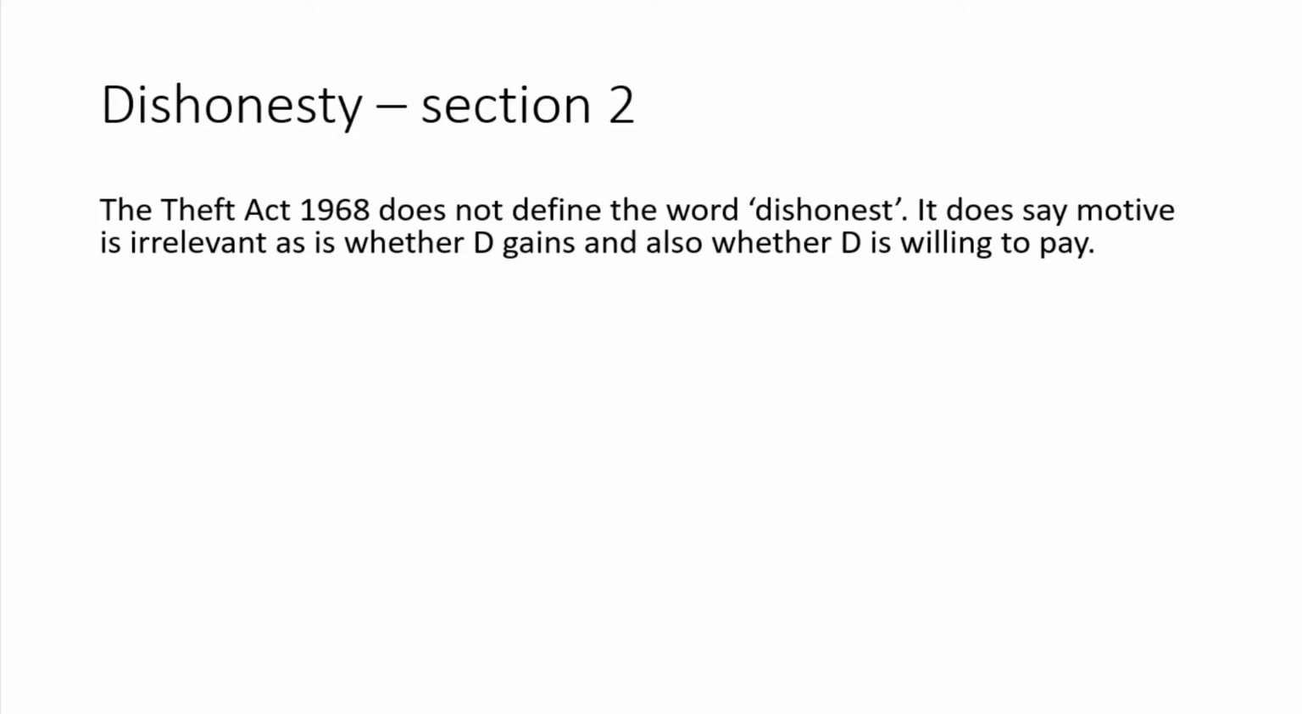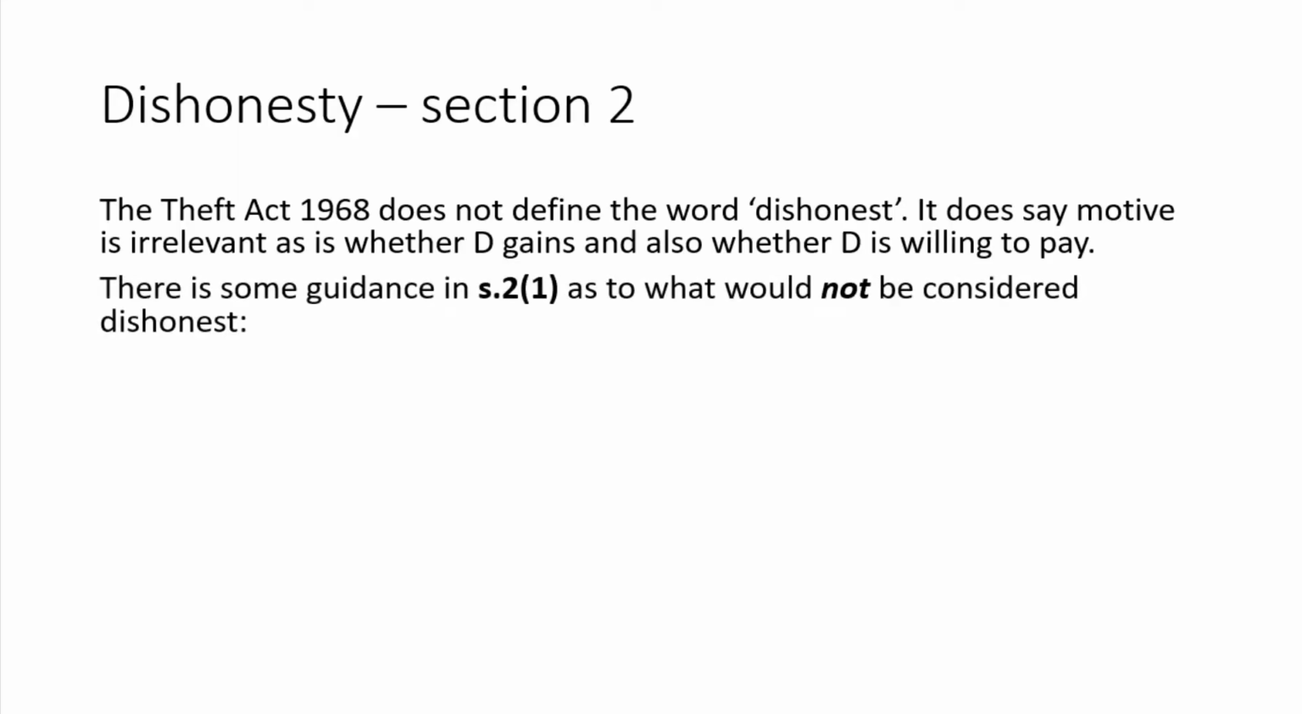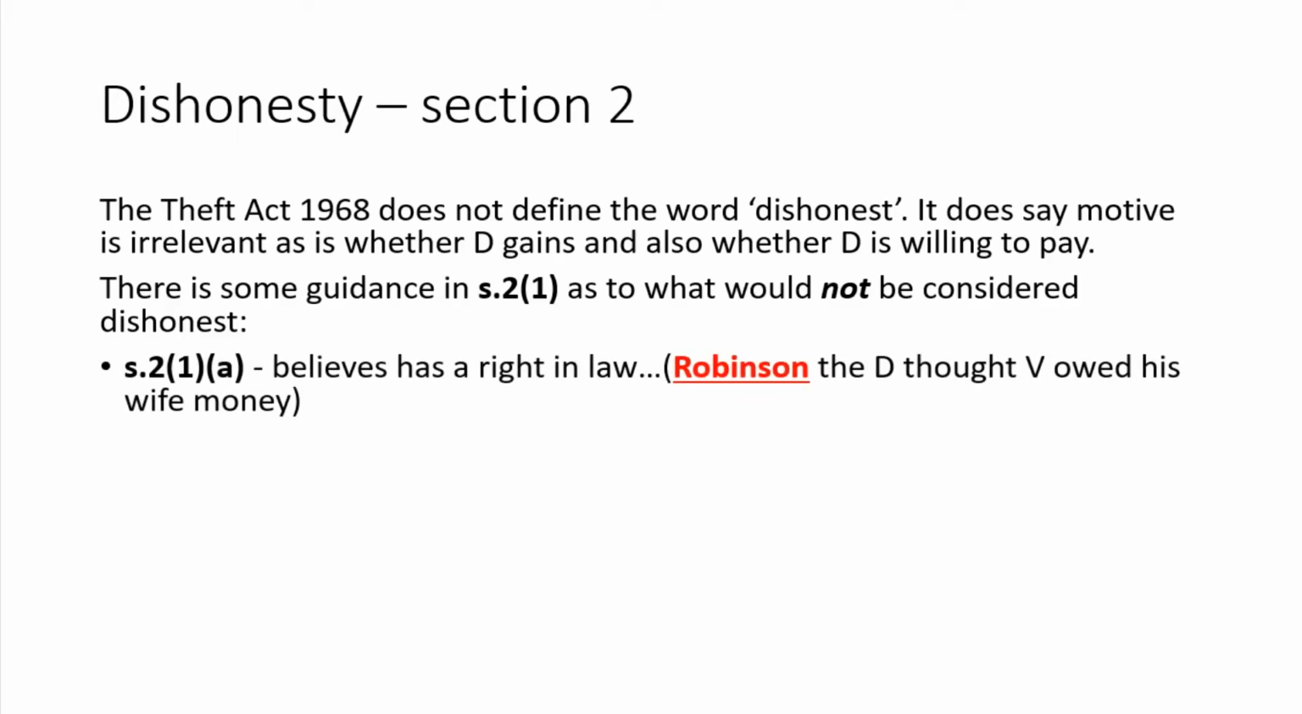There is some guidance in section 2.1 as to what would not be considered dishonest. So these are things that are not dishonest. Section 2.1a is if someone believes they have a right in law to the property. And so in Robinson, a key case, the defendant thought the victim owed his wife money, so he believed he had a right in law, so there was no complete theft and accordingly no robbery.